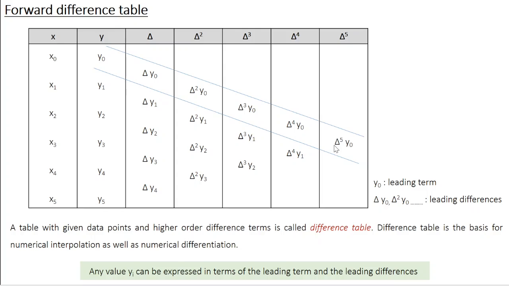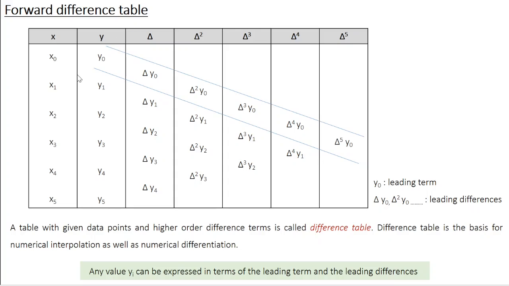Do you have any further terms? No, right? Because if you were to calculate delta to the power 6, you should have at least 2 elements in the fifth column, but here you have only one element, so this is the end of the difference table.